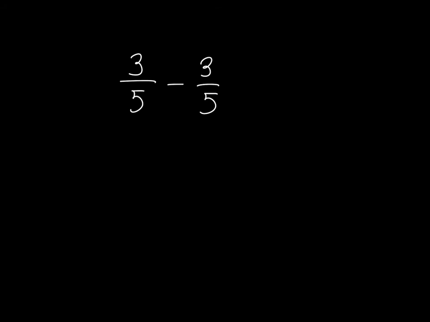All right, 3 minus 3 is 0 over 5. And 0 over anything just reduces to 0. Also, knowing the rules of subtraction, when you subtract a number by itself, you get 0. The same is true for fractions or decimals or any kind of number. So 3/5 minus 3/5 would be 0.